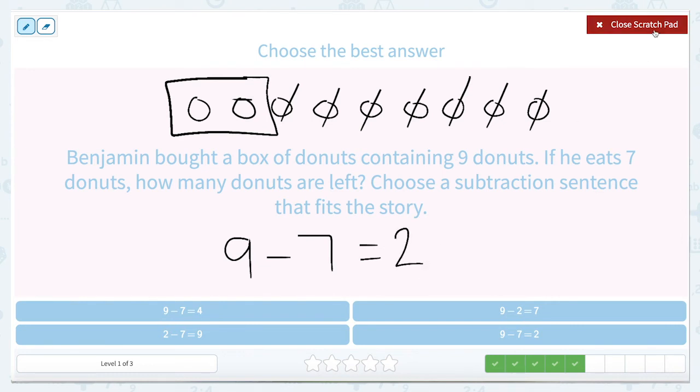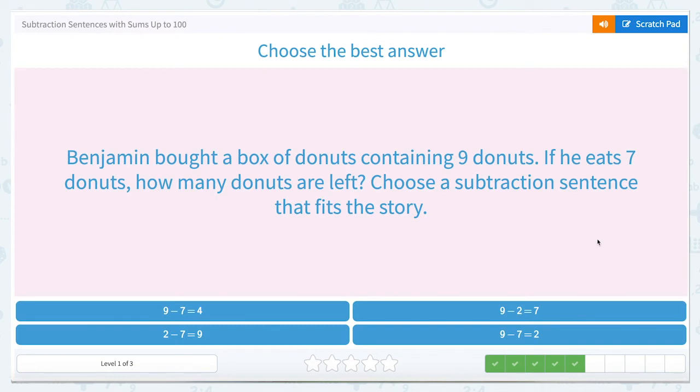So let's close that scratch pad and let's look for 9 minus 7 equals 2. There it is. Don't get confused. This is 9 minus 2 equals 7. But since he ate 7 donuts, we're going to start with 9 minus 7 equals 2.